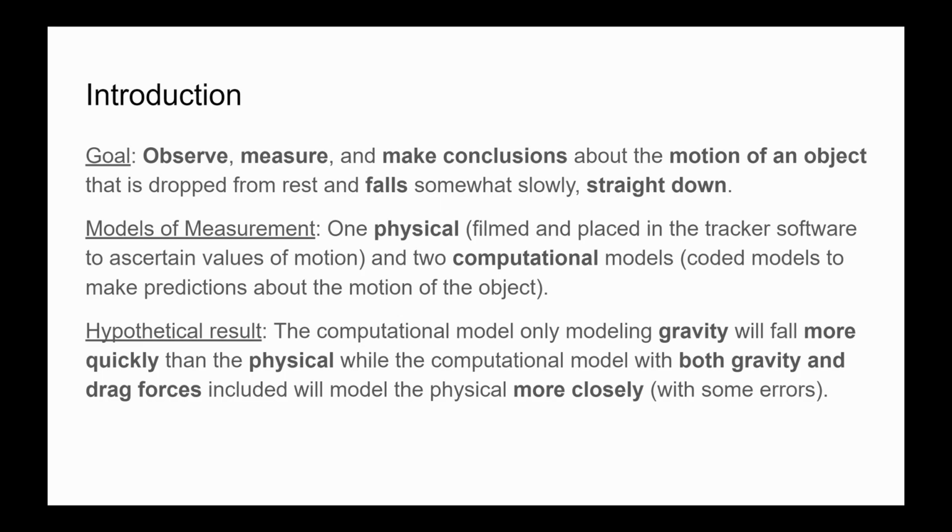The hypothesized result is that the computational model only modeling gravity will fall more quickly than the physical, while the computational model with both gravity and drag forces included will model the physical model more closely, though with some errors.